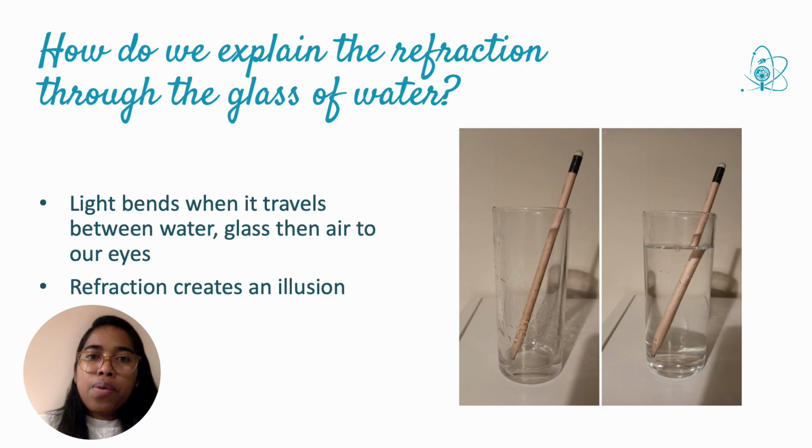Another example of refraction is if we place a pencil inside a glass, and if we add water inside the glass after making our observation, we will notice that light bends as it travels between water, then glass, then air to our eyes. Our object has remained the same. The refraction is the one creating an illusion to our eyes.